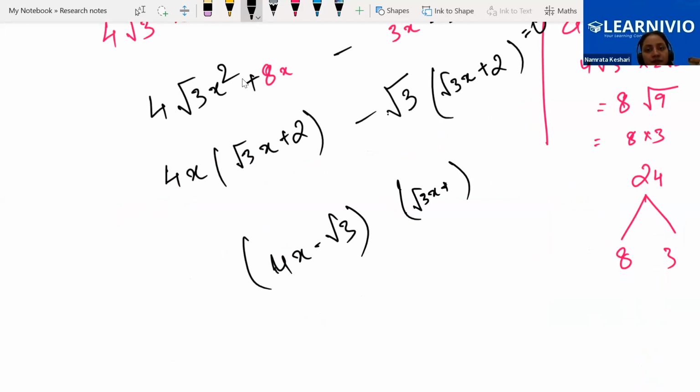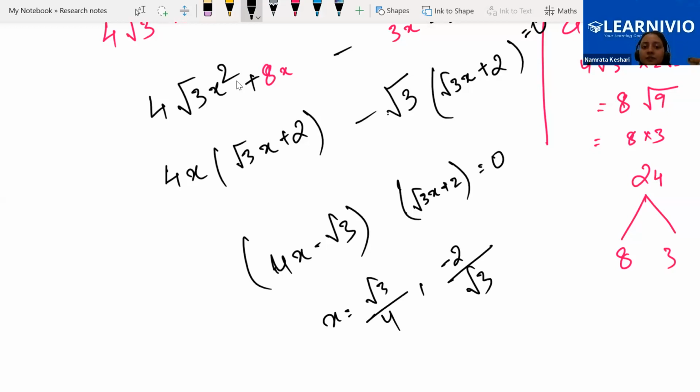Tell me the x values. Root 3 by 4, and the other one is minus 2 by root 3. Perfect. Let me take some more questions. If you have understood this one, Zoha, then let's discuss the next possibility also, so that today I can activate the assessment for you.